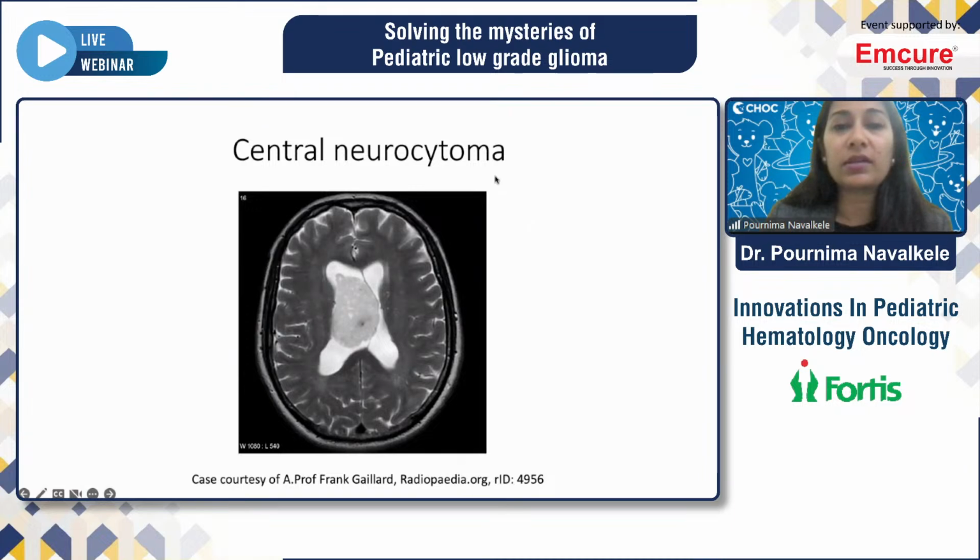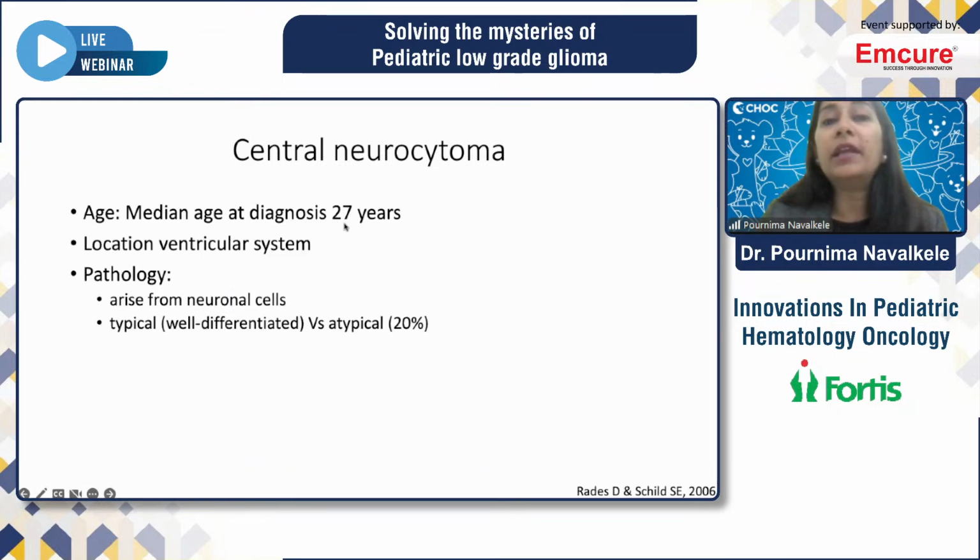Central neurocytomas. So this is an actual view of MRI scan showing a large enhancing tumor, as you can see in the ventricle. So the median age is older adolescent or young adults. Its location is typically ventricular system. There are sometimes extraventricular types. The pathology is typically involving neuronal cells. It can be a well-differentiated neurocytoma, or it can be a less differentiated or atypical type of neurocytoma.